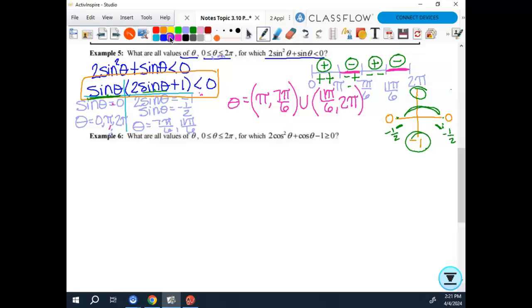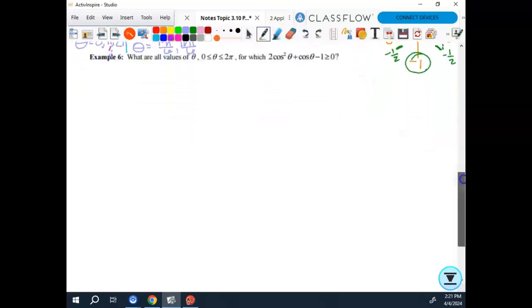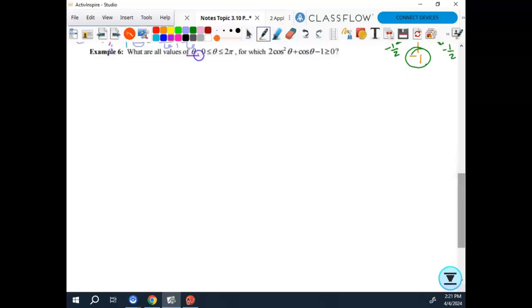Let's do this next one. Any questions? So we're going to do the same type of thing. Values of theta. Here's my domain restriction. Here's my equation. So let's rewrite it. 2 cosine squared theta plus cosine theta minus 1 is greater than or equal to 0. Now, I can't just factor a cosine out of this one because I have that minus 1. This is a trinomial. It's a quadratic. It's going to factor into 2 binomials. A is not 1. You can factor this even though it has trig in it. Just pretend the cosines are x's.